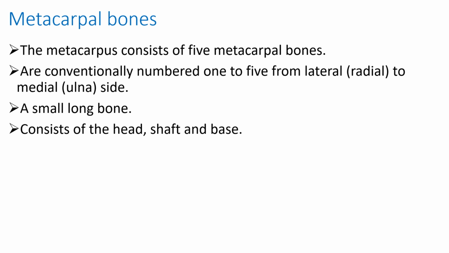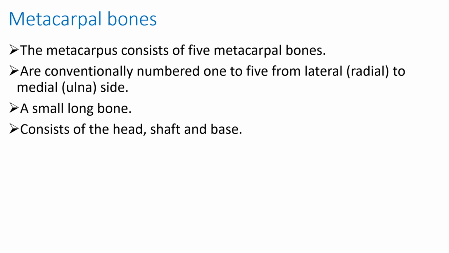The metacarpal bones are conventionally numbered 1 to 5 from the lateral to the medial side. From the lateral or radial side, we have the first metacarpal bone, second, third, fourth, and fifth towards the ulnar side. As for the type of bone, it is a long bone, a small long bone. It consists of 3 parts: the head, the shaft, and the base.